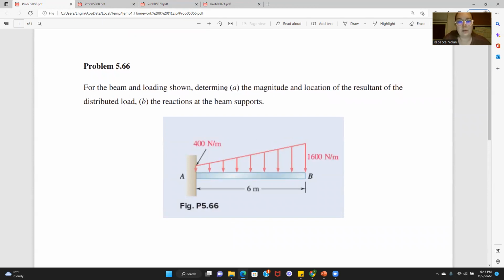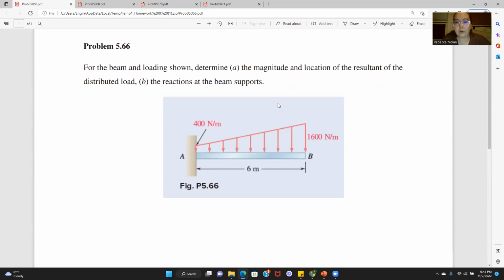But for the beam with loading shown, determine A, the magnitude and location of the resultant of the distributed load, and B, the reactions of the beam support. So we're going to approach this the same way we approach the other one. You could either do two triangles or a rectangle and a triangle for your distributed load.